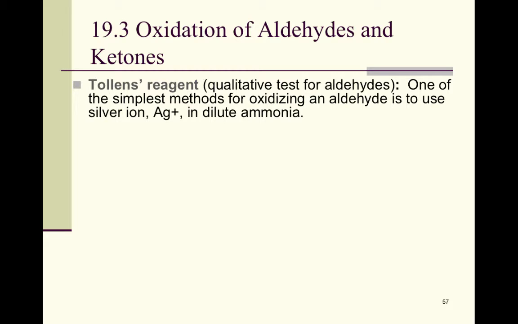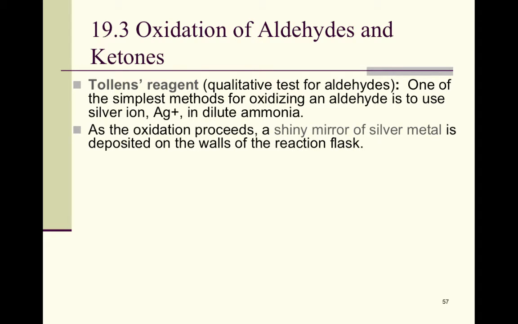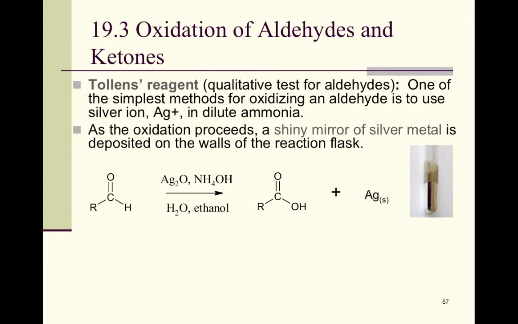So a qualitative test for aldehydes means yes, you have an aldehyde if you see a reaction. So they wouldn't, for example, call this a qualitative test for ketones because ketones do not react. That's why it's a qualitative test specifically for aldehydes. So one of the simplest methods for oxidizing an aldehyde is to use silver ion in dilute ammonia. This oxidation produces a shiny silver metal mirror deposited on the walls of the reaction flask.